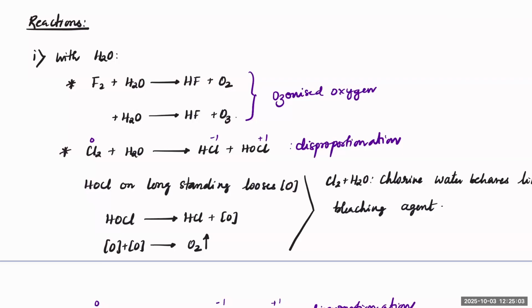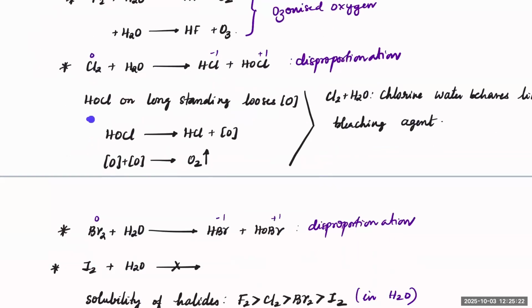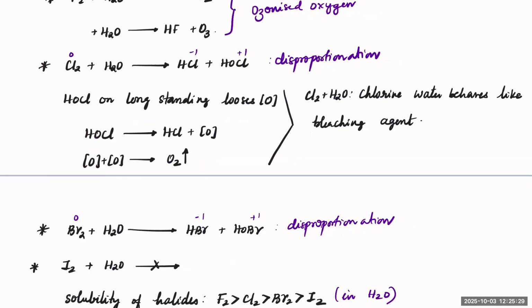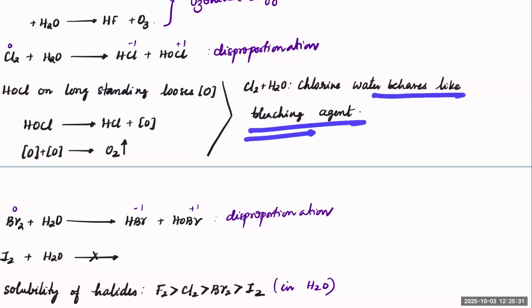But if you keep it at the normal temperature here, there will be some composition of O3. That's why it is called ozonized oxygen. And next, chlorine, when you add it to water, it will become HCl and HOCl, what we call chlorine water. It is getting disproportionated, -1 and +1. And HOCl on long standing will easily lose oxygen and that will convert into O2. So chlorine water behaves like a bleaching agent because of its release of nascent oxygen.